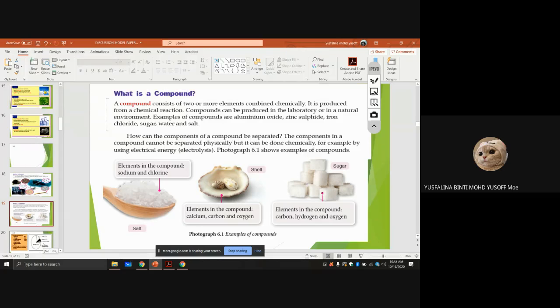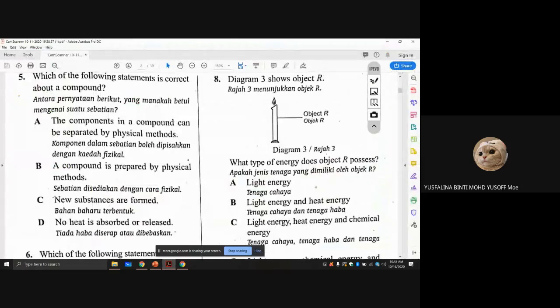So the answer is C. You will produce a new substance. Let's say we want to produce salt: natrium plus chlorine becomes natrium chloride. That one will become salt. So you produce a new substance. Okay, all right. For number 6.